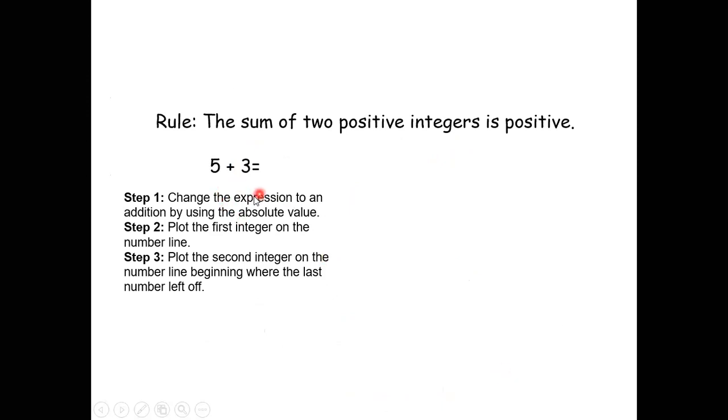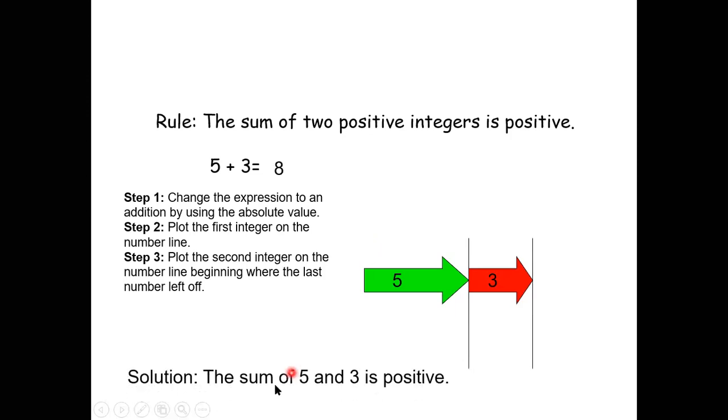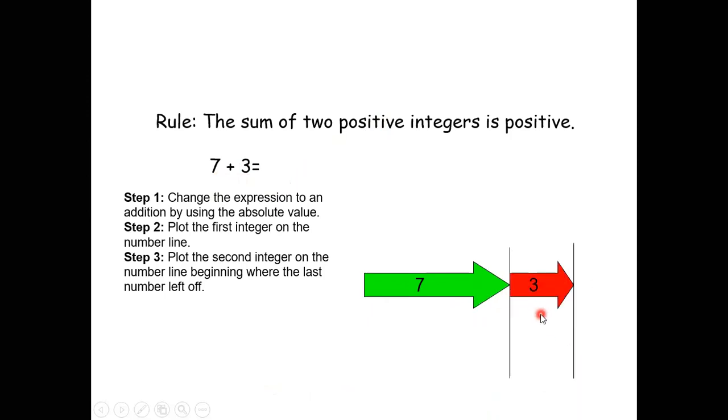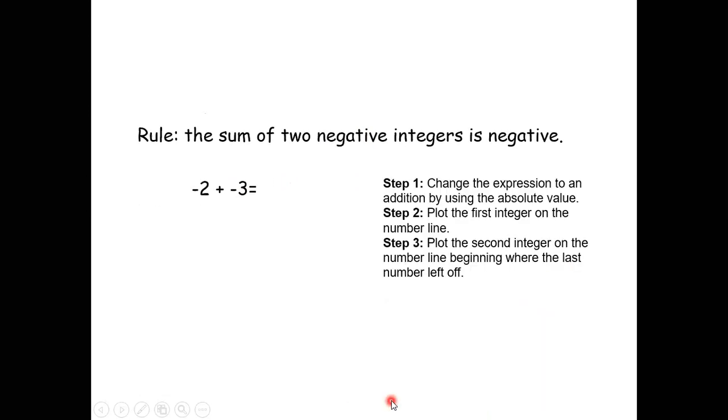Next we want to find 5 plus 3. Two positive integers. First plot the number 5. After that plot the number 3. And what is the answer? 8. The sum of 5 and 3 is also positive because the two integers are positive and the answer is also positive. Then we want to find 7 plus 3. First plot 7 and then 3. 7 plus 3 is 10, and the sum of 7 and 3 is positive.